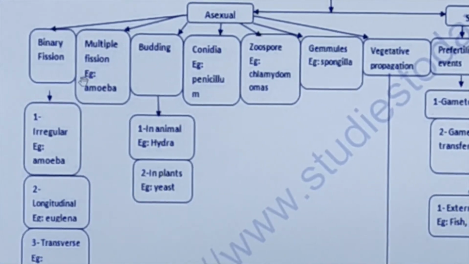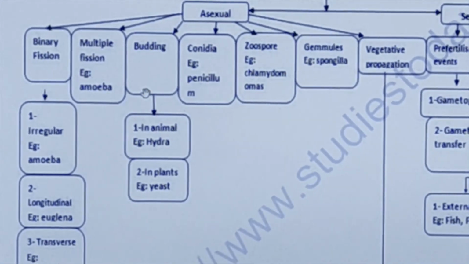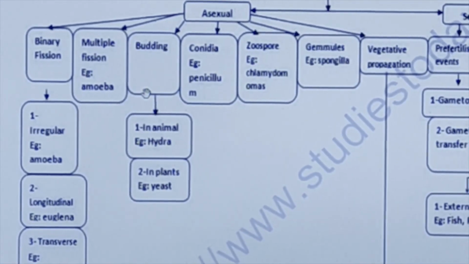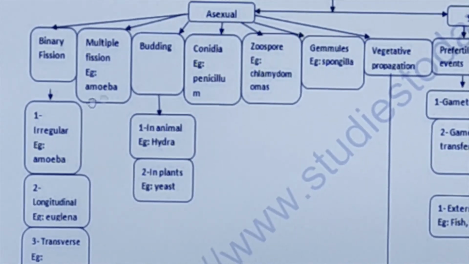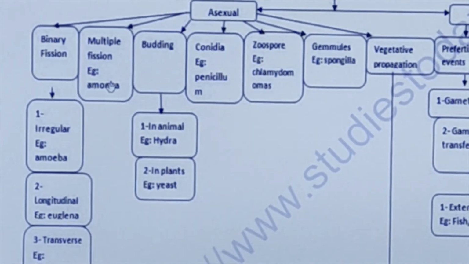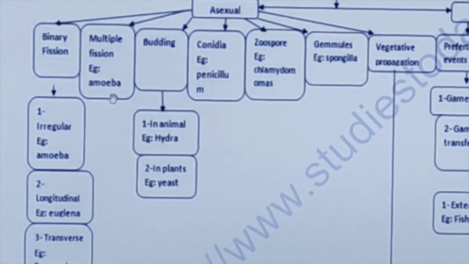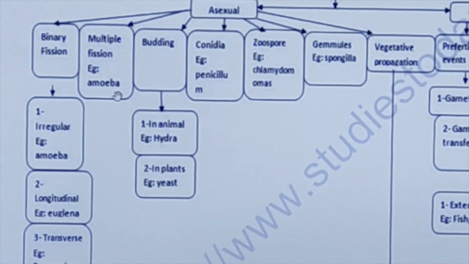In the animals we have seen the methods: fission, that is binary fission, in which we have seen irregular, longitudinal and transverse fission. Then we have seen multiple fission in the amoeba and the plasmodium, and one is multinucleated multiple fission, that is known as plasmotomy, which we have seen in the opalina.